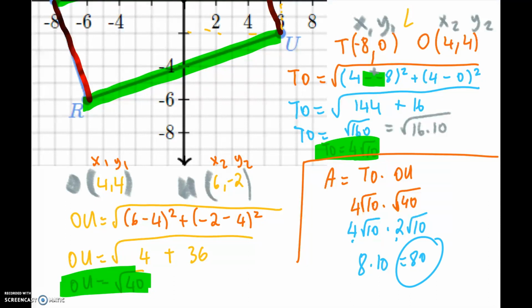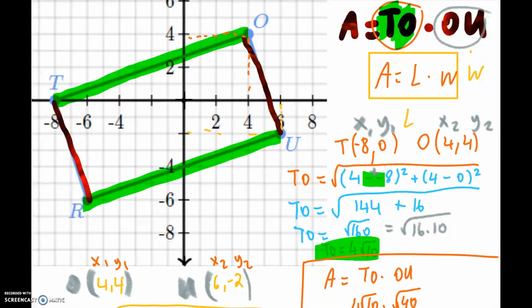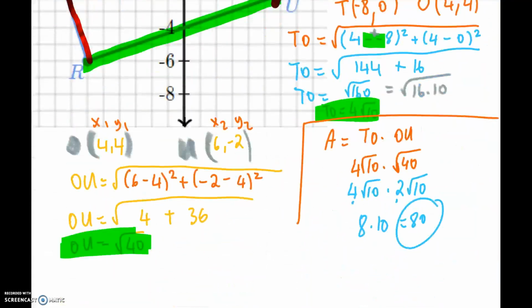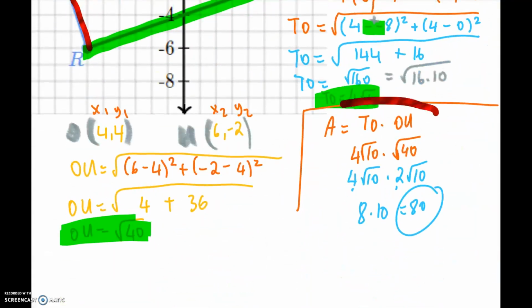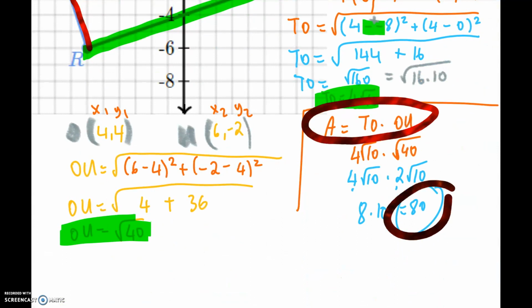We just found the area of this shape. So what did we do? We used the distance formula to calculate the distance between T and O, and it was 4 radical 10. And then we applied the distance formula again to find the distance between O and U. And then in the final step, we multiplied TO and OU, and our answer is 80. Thank you.